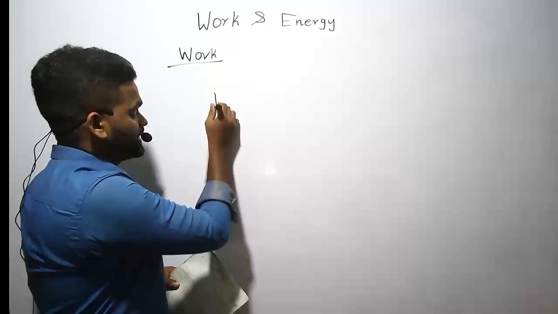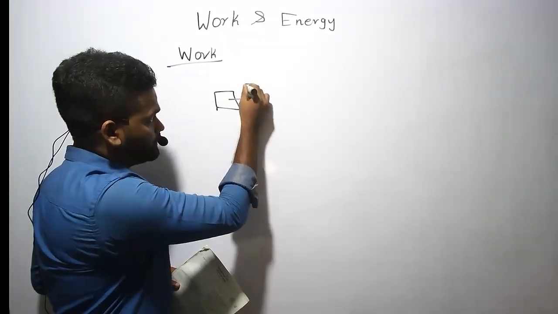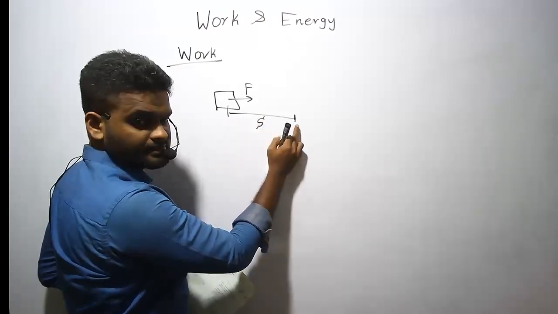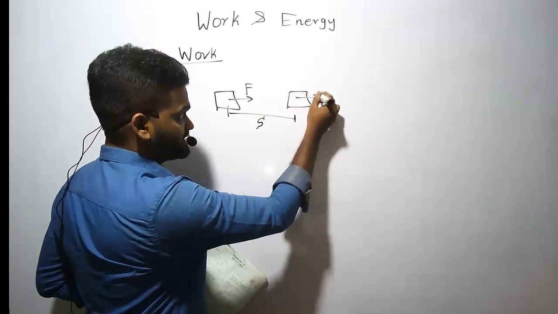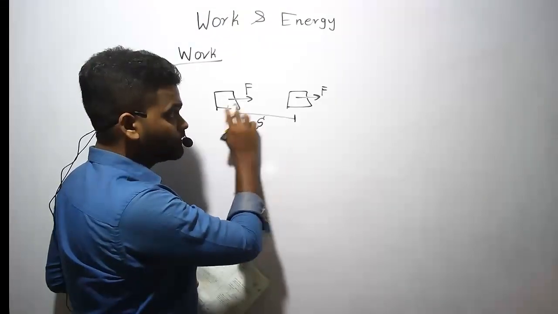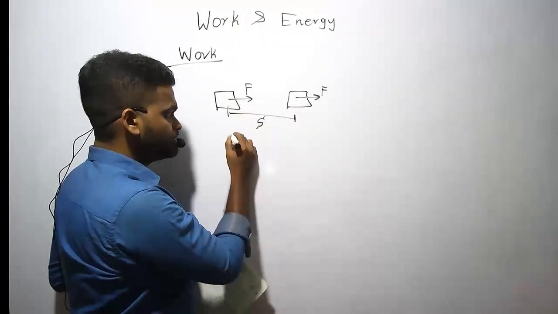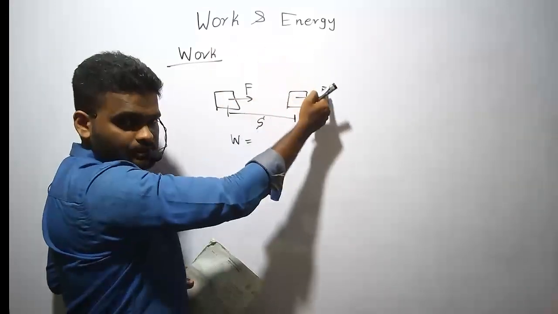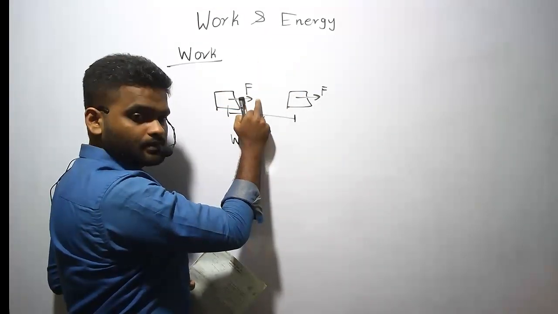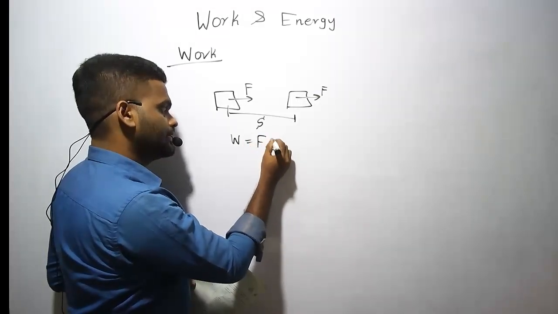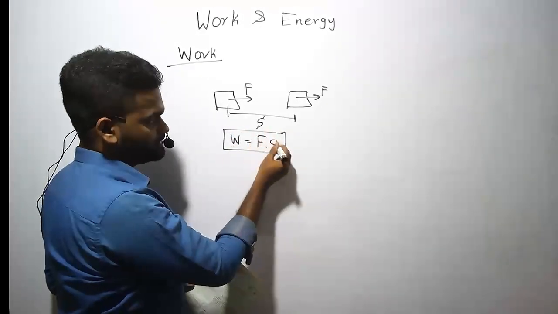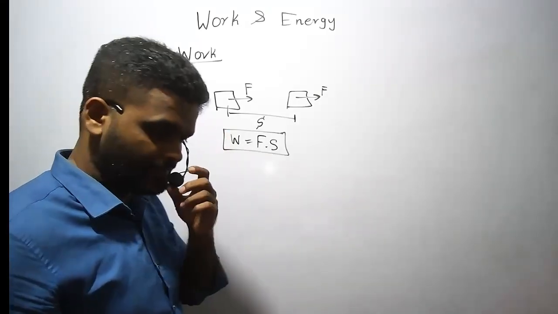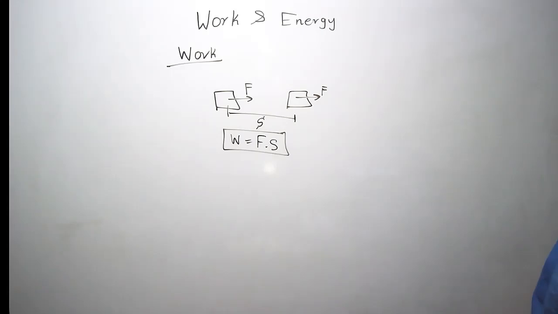So if you have an object like this and you apply a force, then it makes a displacement S. The object is moved from here to here. Then the work done by this force, there can be other forces as well on the object, but by this force we can find using this equation, F times S. Take this down, and thumbs up if you are taking it down.